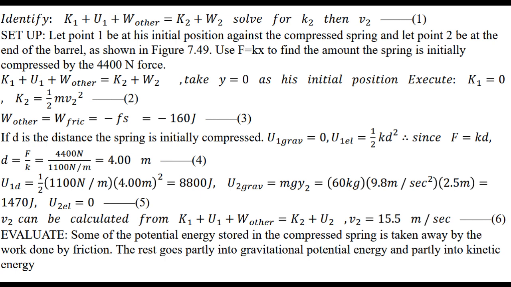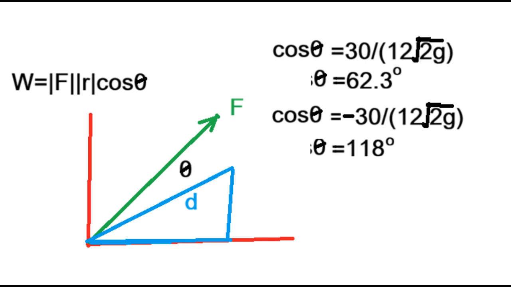Problem 14. A 12.0 N force with a fixed orientation does work on a particle as the particle moves through the three-dimensional displacement vector d equals 2.0 i, minus 4.0 j plus 3.0 k. What is the angle between the force and the displacement if the change in the particle's kinetic energy is a, 30.0 J and b, minus 30.0 J? Please see the P14 solution.